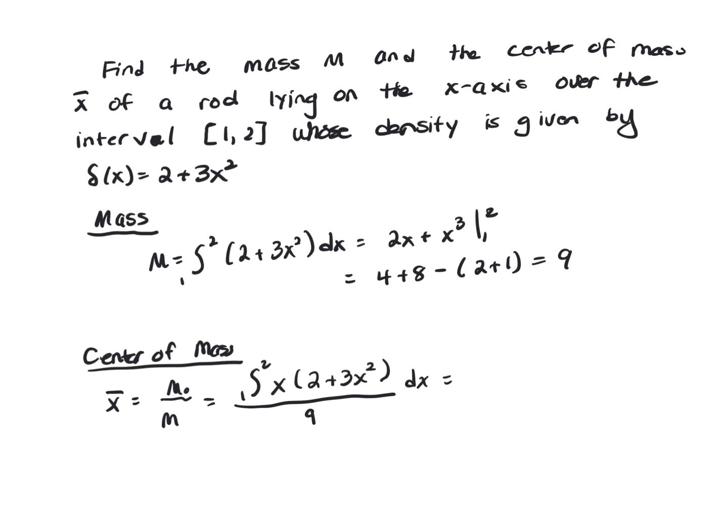I would pull out the constant, which is 1/9, integral from 1 to 2, multiply through by x, 2x plus 3x cubed dx. Finish the integration to find the center of mass to be 19 divided by 12.